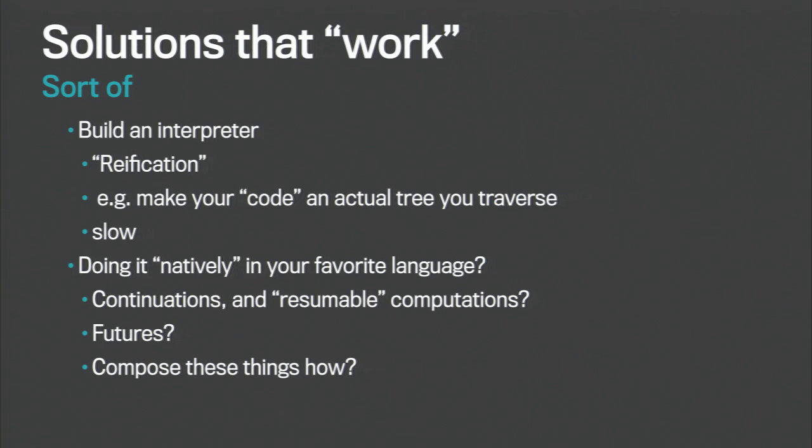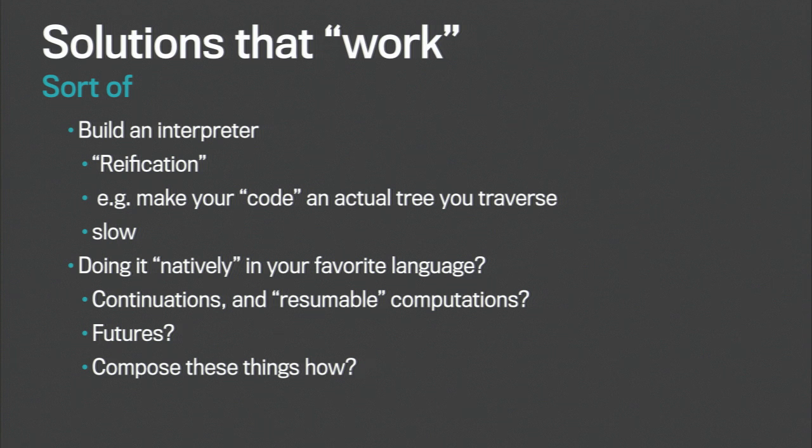All right, onward. So solutions that work to actually write a rule language. You can build an interpreter, and in other words, you take your code and you actually make a tree out of it, a real tree in real memory. So that's like reification. That's what that word means. And you can traverse the tree just like I showed, in memory, right? And that works. It's really, really slow. We should know that's how we've done it for 4 or 5 years.